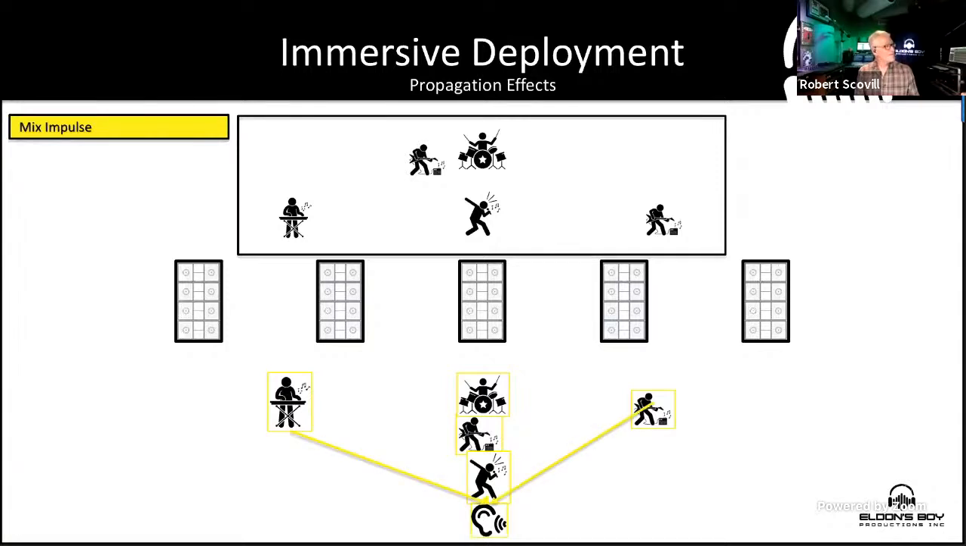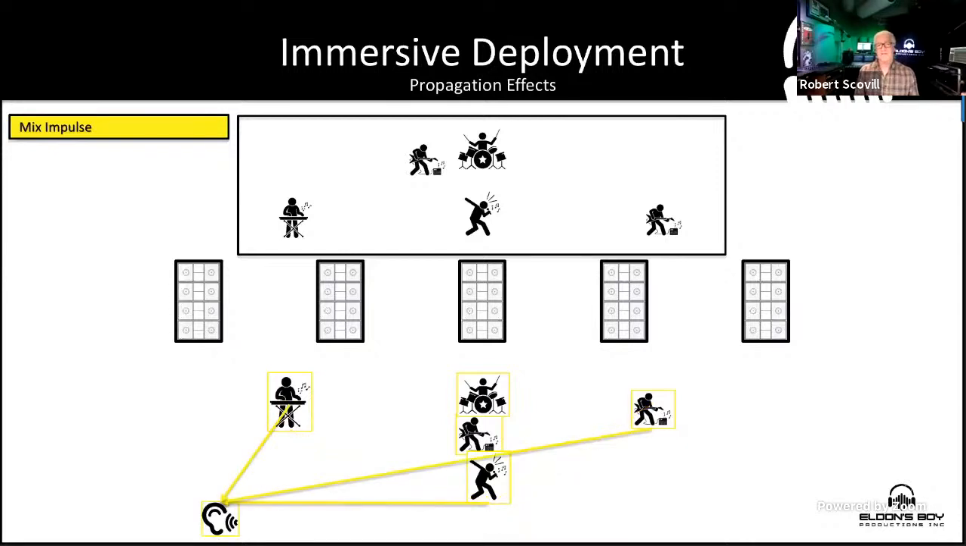So as you can see here, if we're sitting in the center of the room, arrival time is going to be good, but the center elements are probably going to arrive earlier than those elements that are out on the stage, right? Same thing if we're sitting off left or off right, we're going to create different arrival times.